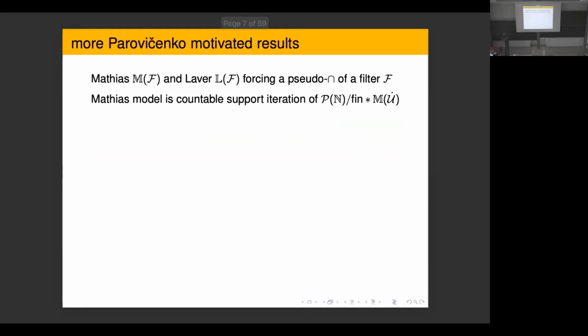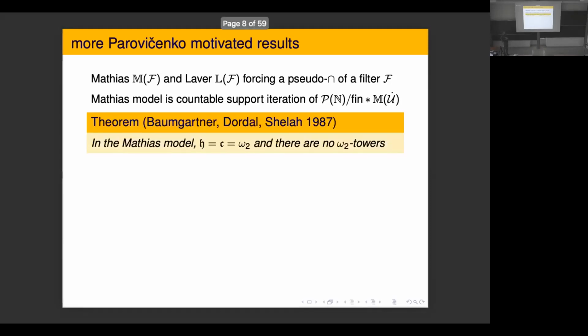which could be regarded, as Marlena mentioned, as forcing with the power set of omega mod fin, and then adding the generic ultrafilter, and then diagonalizing the generic ultrafilter. So the Mathias model has been interesting for P omega mod fin, and topologically for a long time.